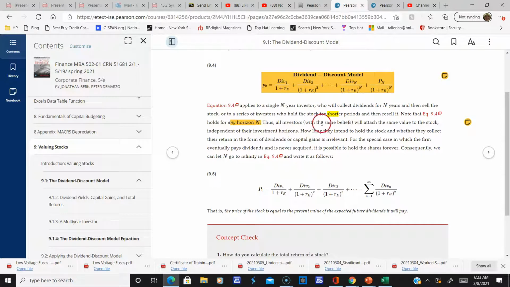So beliefs are something, how do you measure same beliefs, right? It's all psychological at that point. That's a big question. Behavioral finance is an important topic which takes into account beliefs. How long they intend to hold the stock and whether they collect their return in the form of dividends or capital gains is irrelevant. For the special case in which the firm eventually pays dividends and is never acquired, it is possible to hold the shares forever. Right? Technically, it is. Consequently, we let N go to infinity and write it as follows.